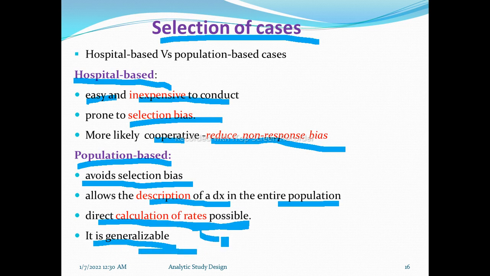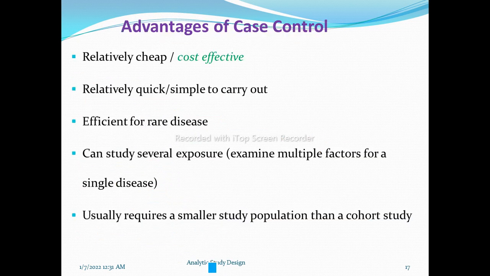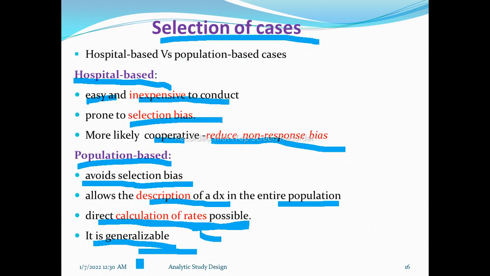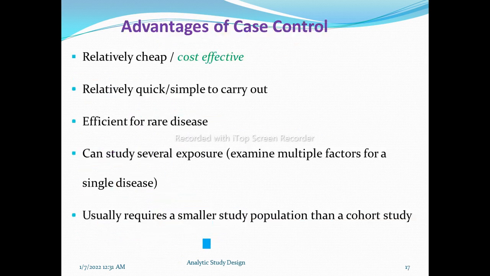So population based cases are more important, but it will be more costly. Most of the time a population based study is more costly. It is costly and not easy, since it is in the general population. It is difficult to get their cooperation, and also it is very expensive. So this is the difference between the types of cases.